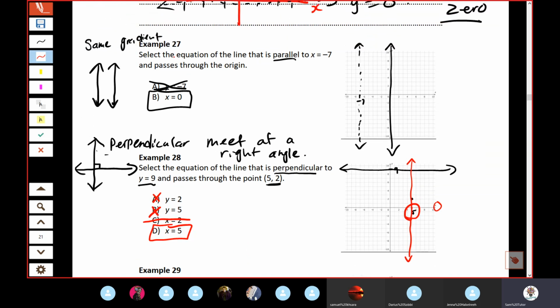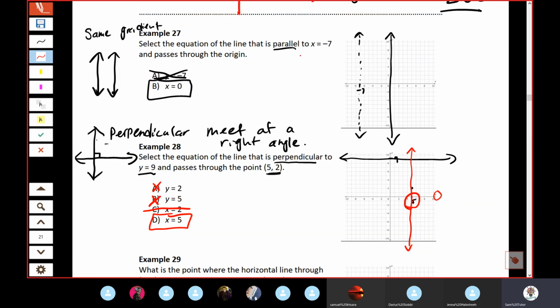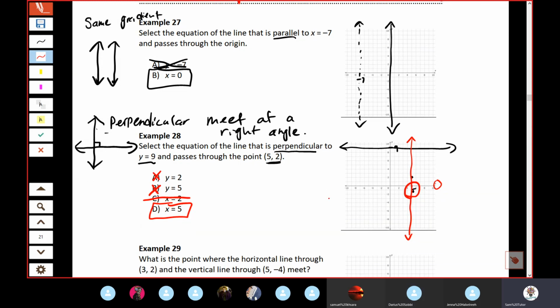All right, any questions about example 27 or example 28? No. Anybody else? Let me know if I'm going too fast. Darius, you keeping up with this? Yeah. Yep, good.